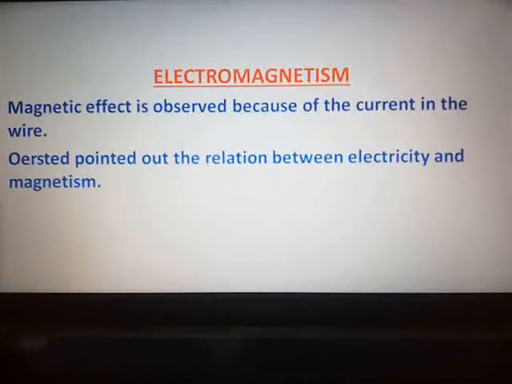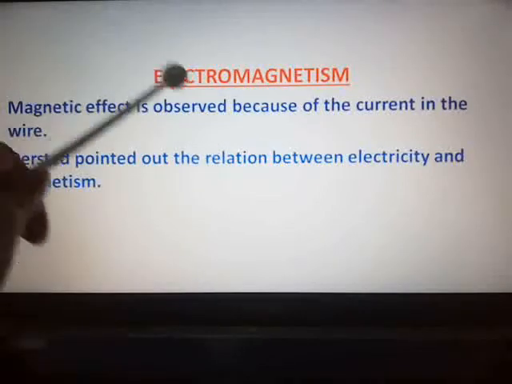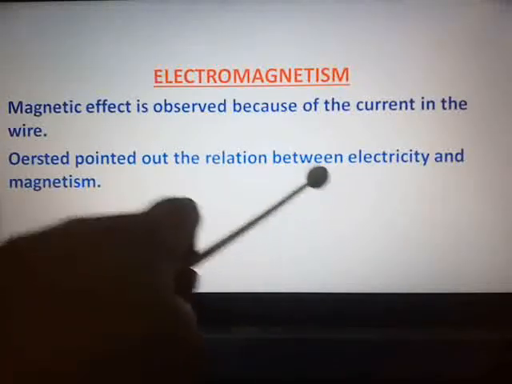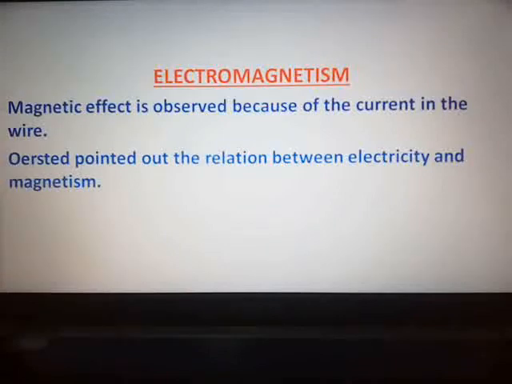Why electromagnetism? Because of the flow of electricity, magnetism is produced. So the magnetic effect is observed because of the current in the wire, and Ørsted pointed out the relationship between electricity and magnetism from this accidental invention or discovery.